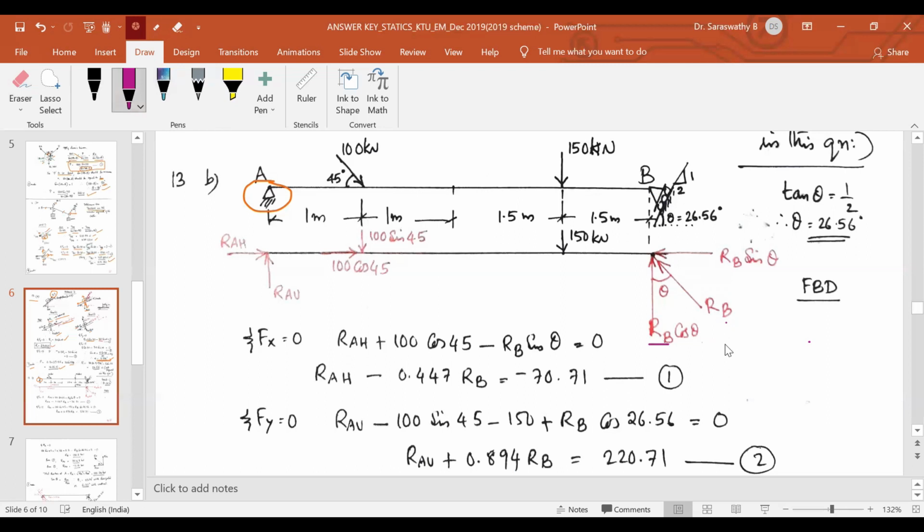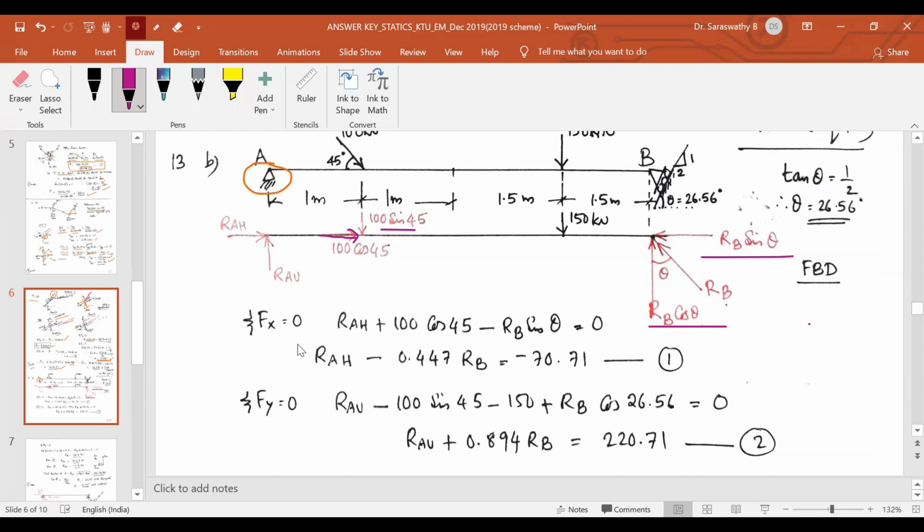This is RB cos theta and the other one is RB sin theta. And the external loads, this 100 inclined at 45, you have to resolve it into two: 100 cos 45 along this direction, 100 sin 45 in the vertical direction, and 150. So this is the free body diagram. RAH, RAV. Here the reaction of the roller is normal to the roller surface and the reaction is inclined at 26.56 degrees with vertical.